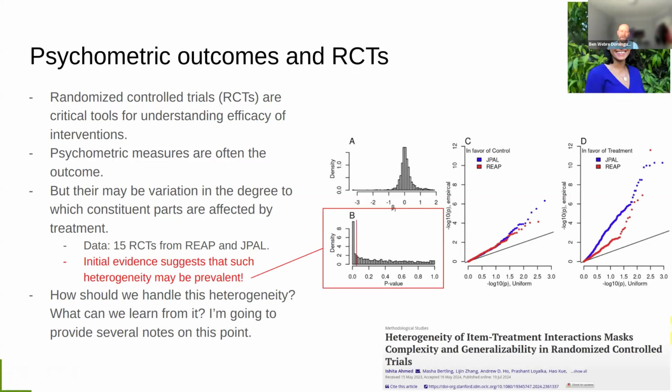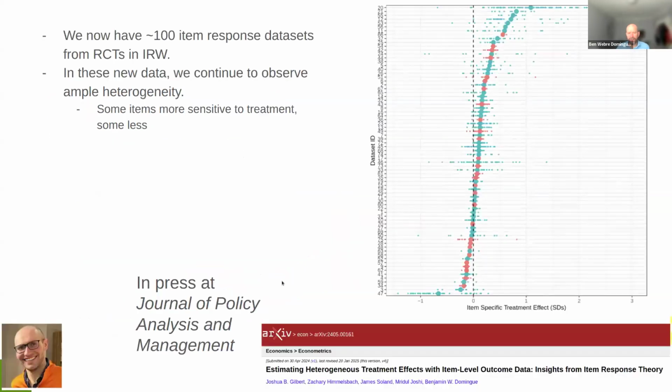And so this got us wondering, how should we think about this heterogeneity? What can we learn from it? And I want to provide several notes on this point. This first paper was led by Ashita Ahmad, who's graduating here at Stanford. The rest of this work has been taken over by Josh Gilbert, who's a grad student at Harvard. And I'm going to talk mostly about this paper, which is in press now at the Journal of Policy Analysis and Management.